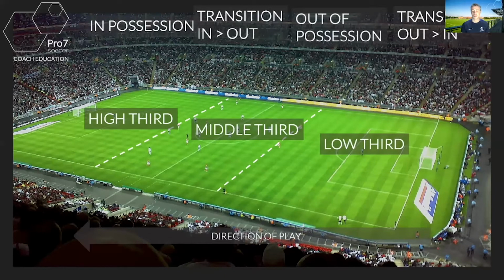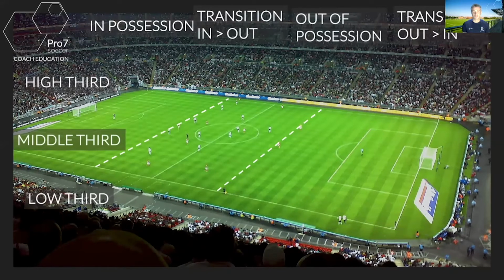Okay, so if I'm shooting from the right side of the pitch to the left, as I'm looking at it, it should be the same for you, I hope it is. Then if my goalkeeper has got the ball, or we've got the ball anywhere near our goal, it's the low third. If we've got the ball in the middle third, it's the middle. And if we've got the ball in the high third, that would be us in possession in each of those thirds.